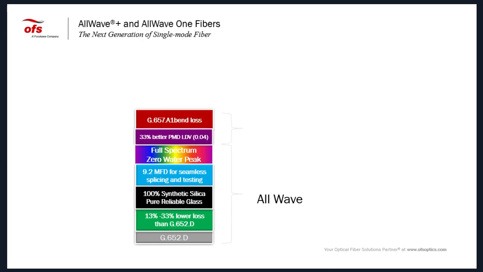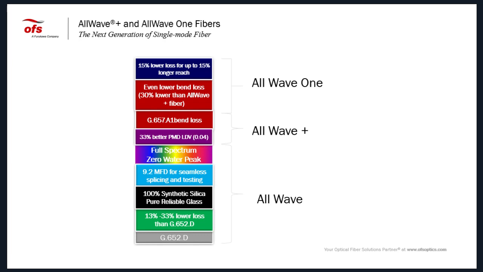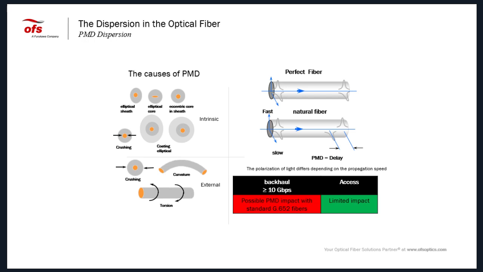and of course it is full spectrum, zero water peak. Then we have the other family, it is All Wave Plus. It is compatible even with the band insensitive optical fiber, which is G657A1, and it has 33% better PMD than the standard itself. Then the last type of the standard single mode optical fiber is the All Wave One fiber that can allow us to have 15% lower loss, for up to 15% longer reach compared to the standard single mode optical fiber.